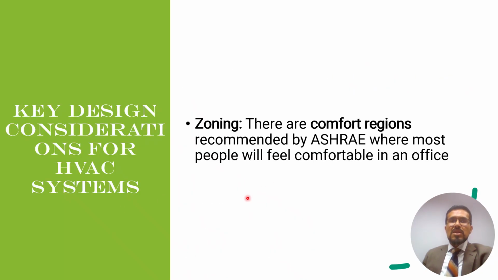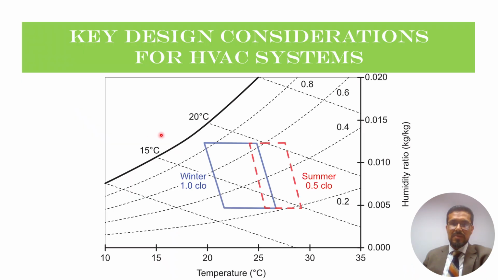So because of this difference between the people inside a room, they're going to prefer different optimal temperatures. When we design an HVAC system, we talk about zones. So we talk about a thermal comfort zone that is recommended by the ASHRAE, where most people are going to feel comfortable in an office. So this is the key design consideration for HVAC systems.